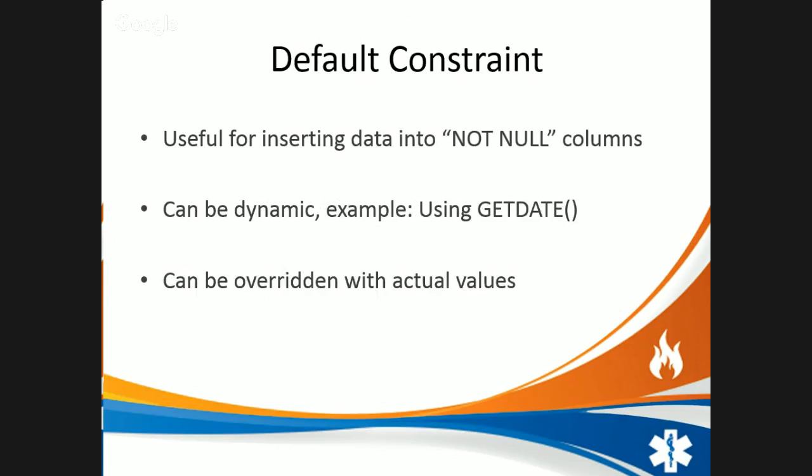Default constraints, most of us have probably heard of these as well. I can use them to get around a not nullable column. They can also be dynamic, like you can have the default value as getdate or some time zone offset thing. So you can have a timestamp thrown in the table automatically, and you don't have to reference it when you're doing an insert. And you can also override it with actual values if you wanted to update or insert a specific value in that column that you have defaulting.